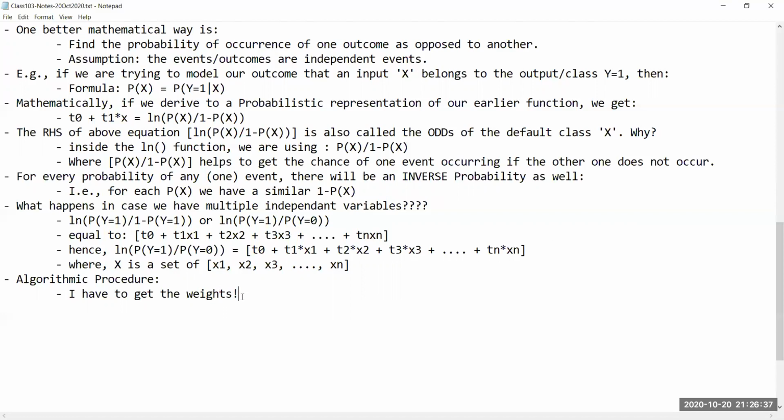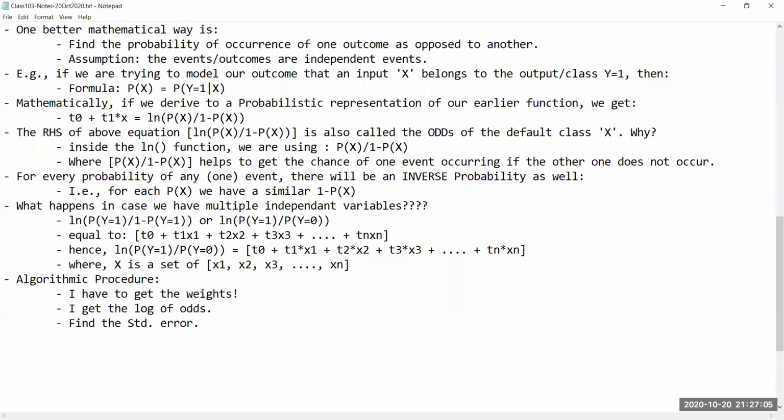So now I have to get the weights. Let's say somehow I have got the weights. If I get the weights, then I can get the log ratio as well. So the first thing is I have to get the weights. The second step is, I get the odds and I take the log, right? And the third part is going to be to find the standard error, right?